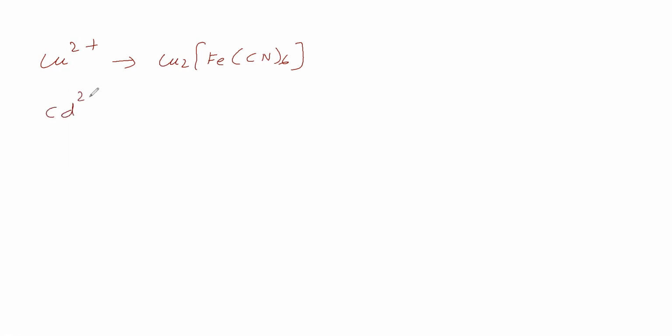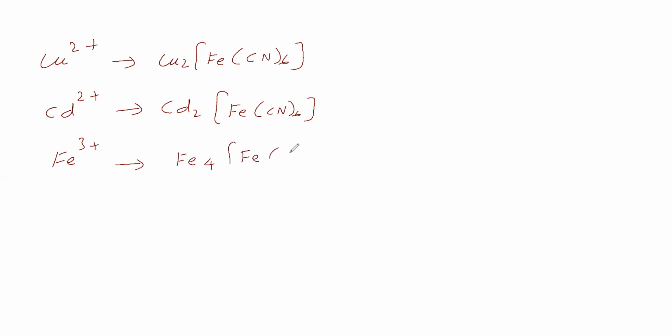For cadmium analysis, we used potassium ferrocyanide. We got Cd2[Fe(CN)6], a white precipitate. Then we used this ferrocyanide for the Fe3+ test. To Fe3+ we added ferrocyanide and got Fe4[Fe(CN)6]3. It is called Prussian blue precipitate.